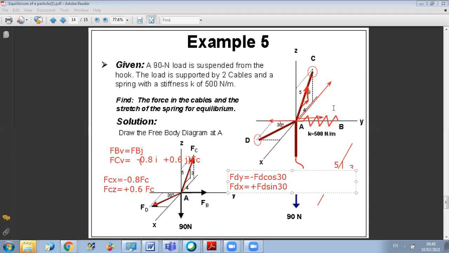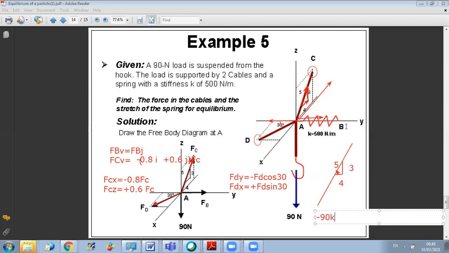It's up to you. Now, for the two other forces, it's much easier. This force is along minus K, so I can just say that it is minus 90K. So it only has a Z component, while FB is only along Y, so it will only have a J component, as we mentioned previously. And now we are ready to replace in the three equations: sum of X equals 0, sum of Y equals 0, and sum of FZ equals 0.